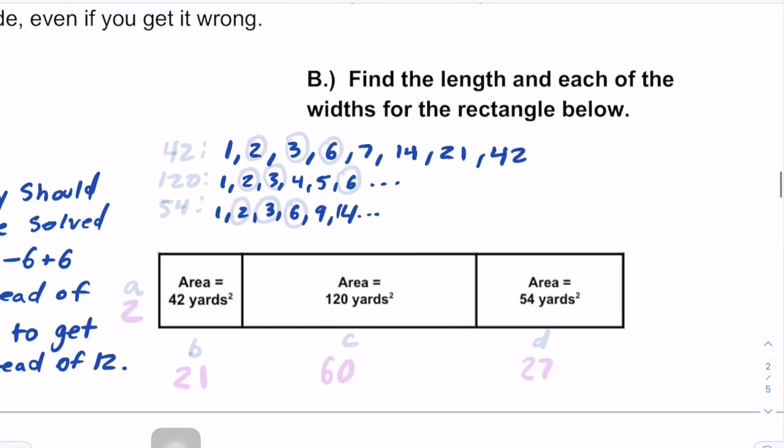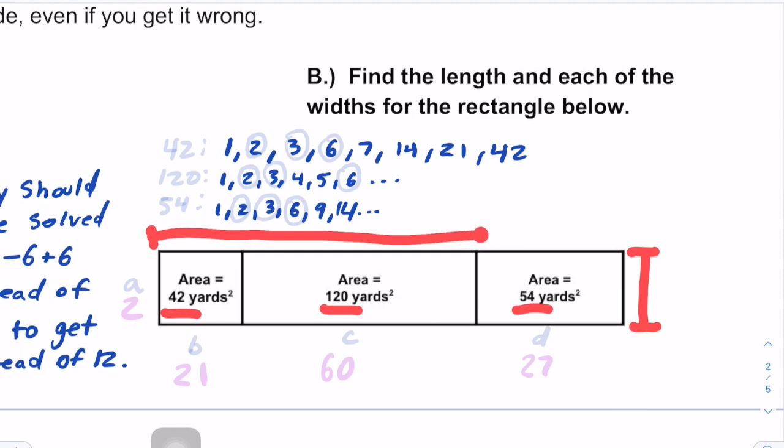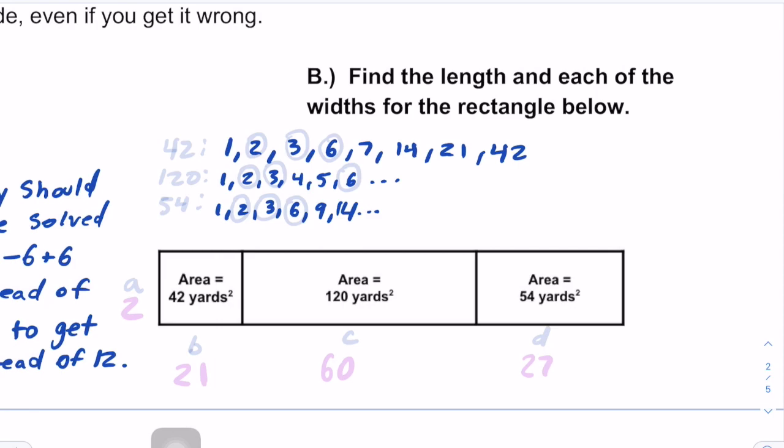Part B is a little bit trickier. We're combining two of the things that we've done. We've found area, but now we're working backwards, and we're given the area, and now we have to find the side lengths. We also have talked about common factors. So in solving this, we have to find a common factor that is shared between the numbers 42, 120, and 54. The reason for this is because we know that the first box, the second box, and the third box have to have the same side length.